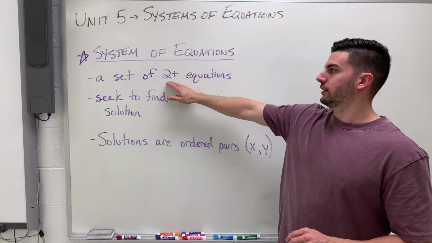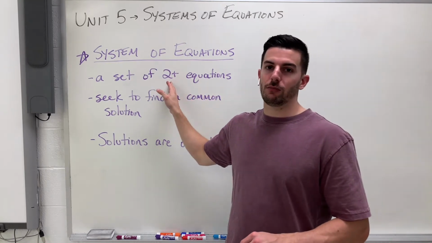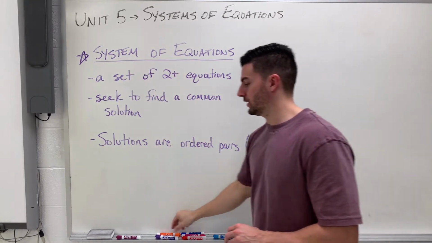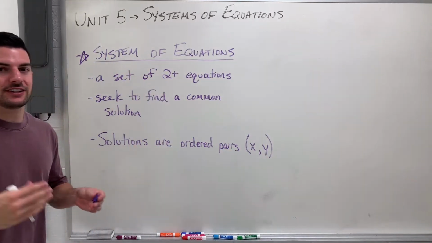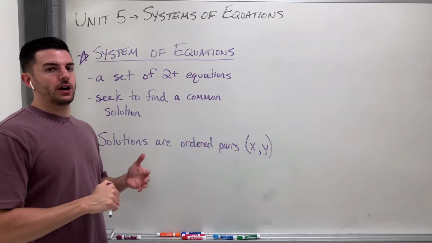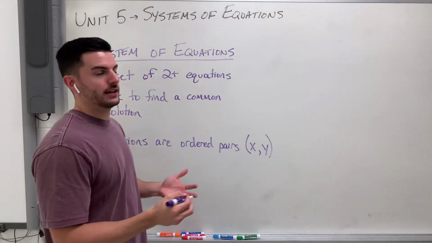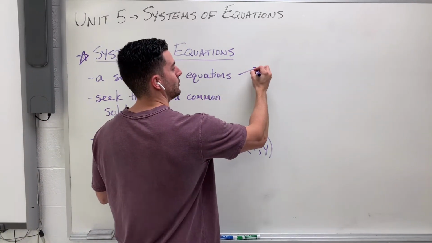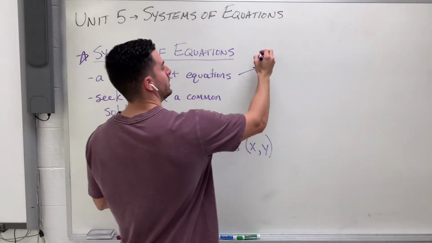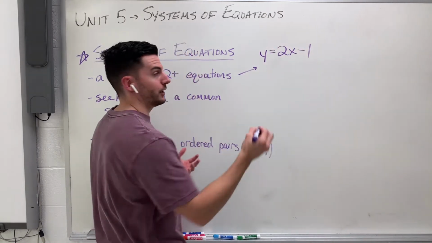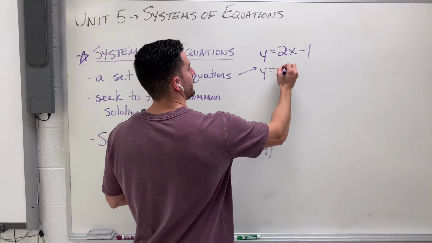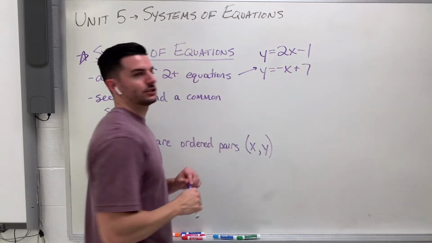There are three parts to it. It's a set of two or more equations. When you have two or more equations, it's giving more than one condition, or more than one limit, to what x and y could be. So you might have the equation y equals 2x minus 1, and then you might also have the equation y equals negative x plus 7, or something like that.